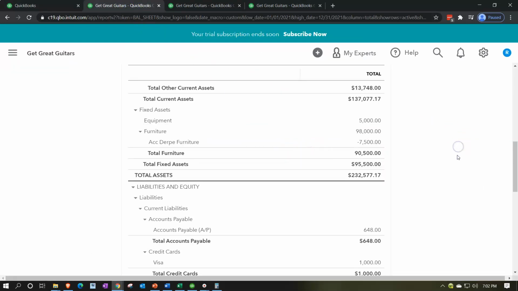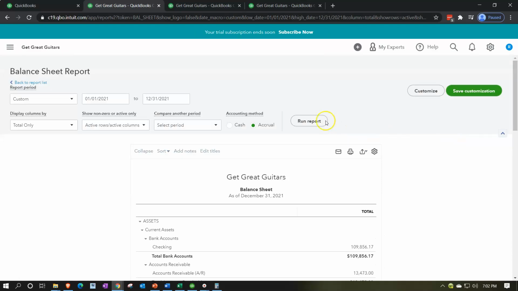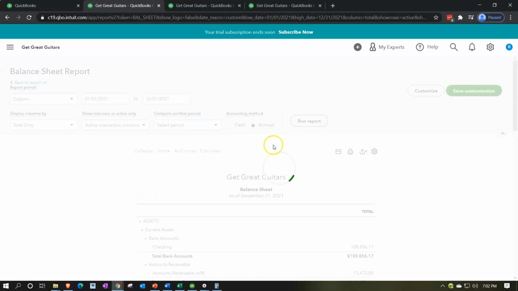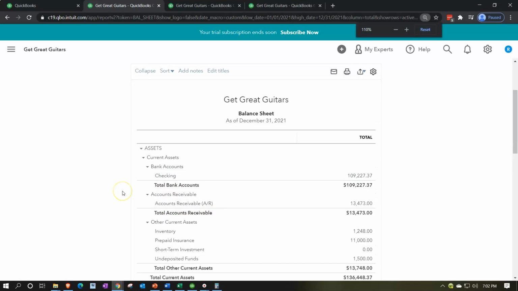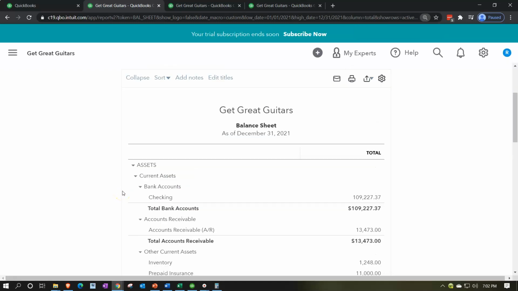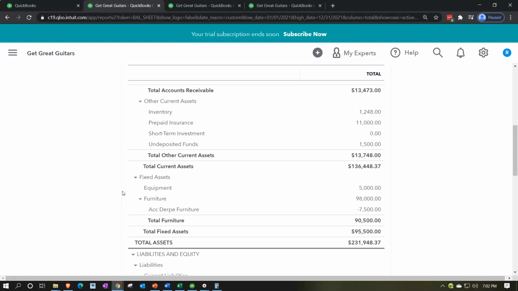Scroll up top. Hold on, my computer was slow. Freshen up the report, warm it up, hold down control, scroll up just a bit. And then here, now this is the balance sheet.